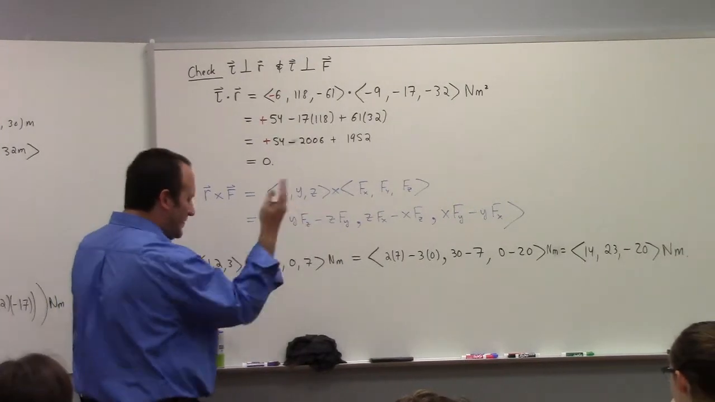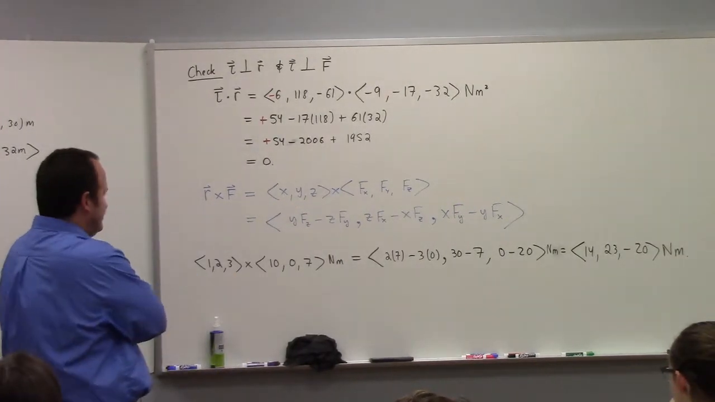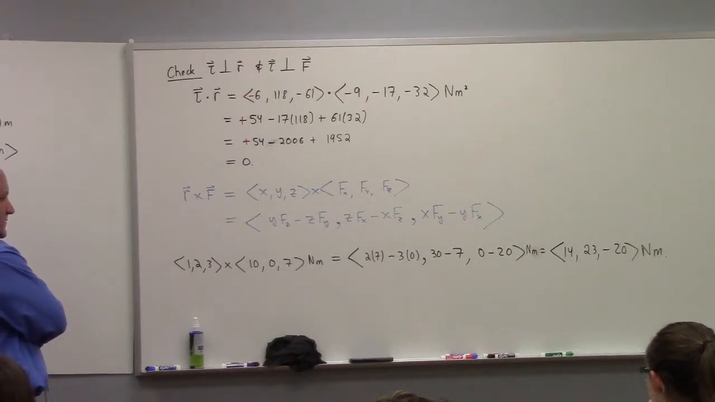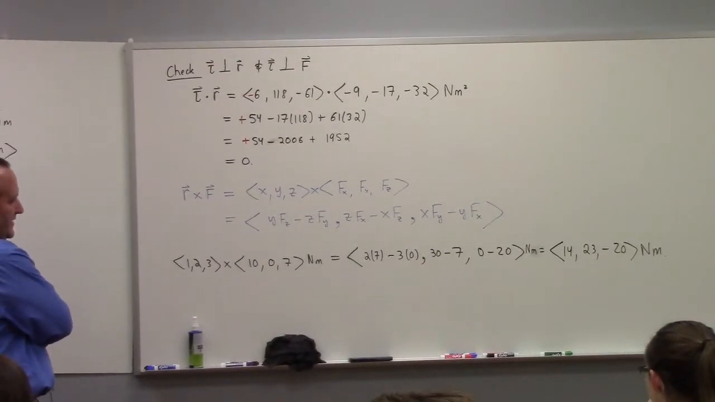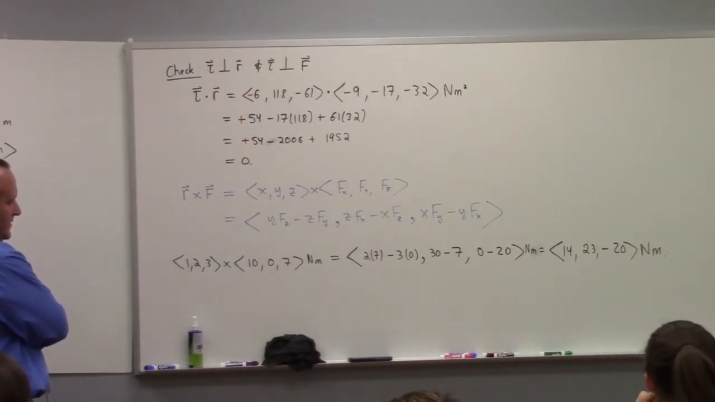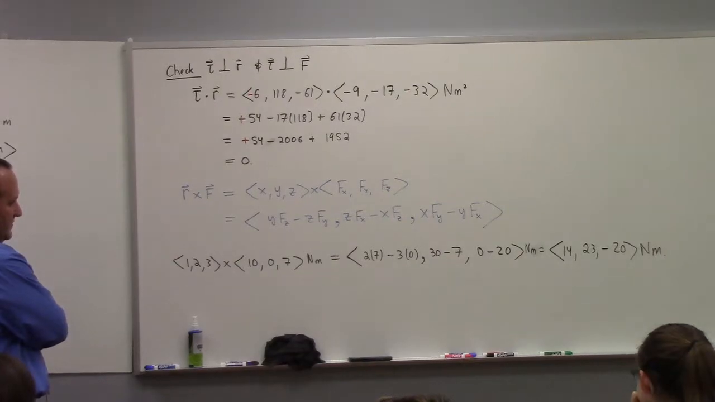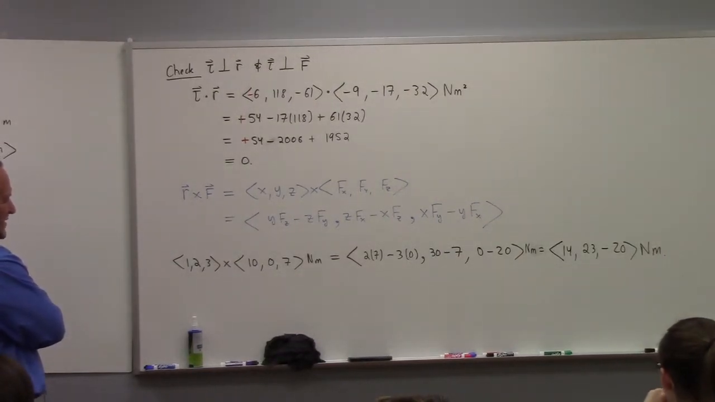Have I made a mistake over here as well? What's 20 times 7? 140, right? What's 2 times 23? 46. Yeah, this is not right. I've made an error here too as well. Where is it?